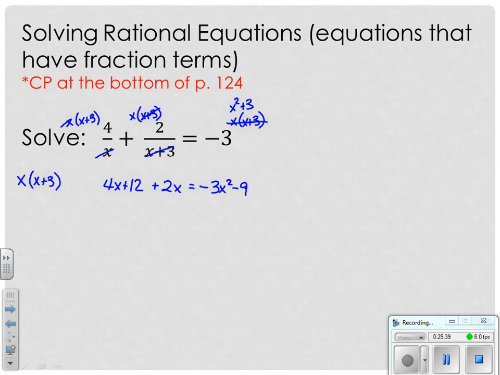Bring everything together. I'm going to come to the right this time so that my x squared term becomes positive. So over here on the left, did I say go to the right? If I did, I don't mean that. I'm coming to the left. That'll be a positive 3x squared over here. I have a couple of x's to combine. 4x and 2x make a 6x. And then I want to bring my 9 over as well. And I get 21.